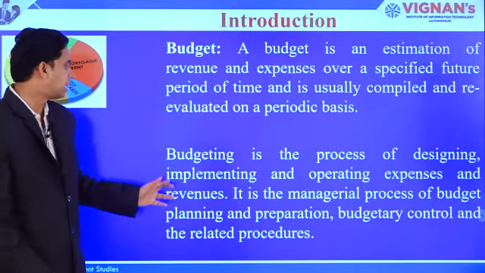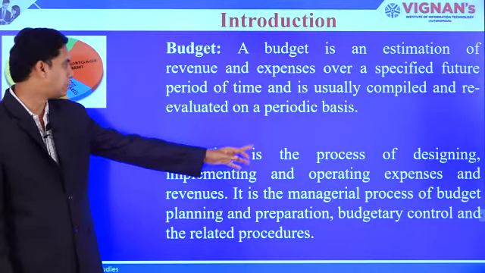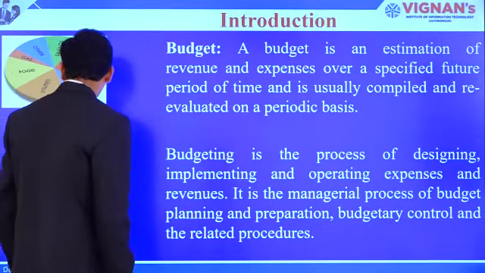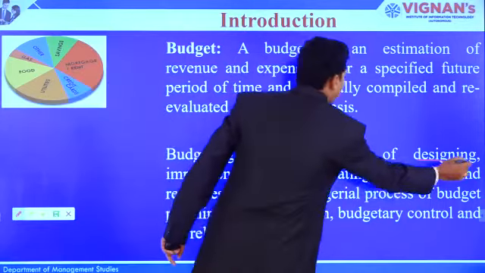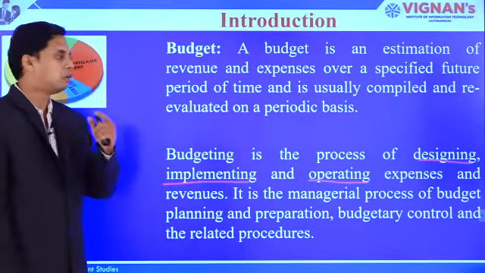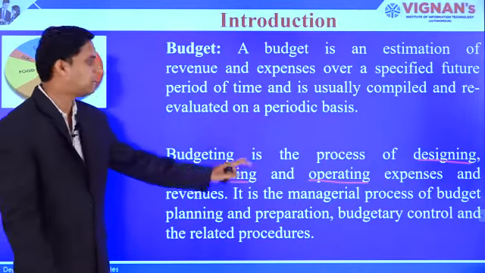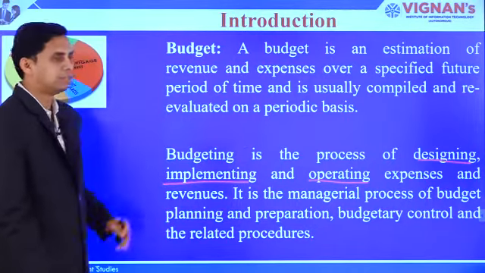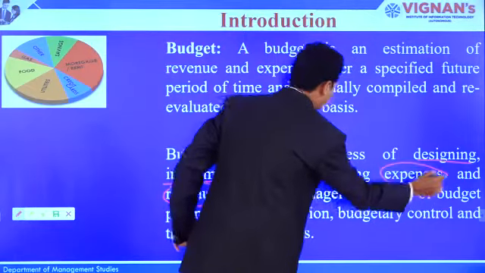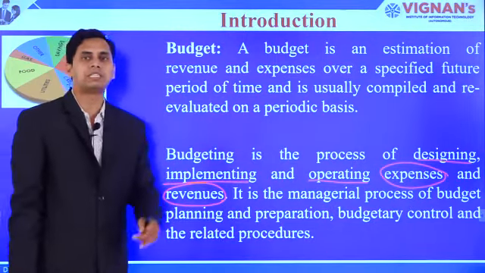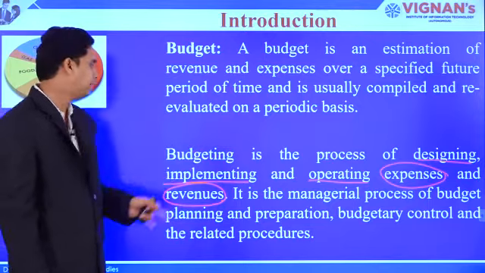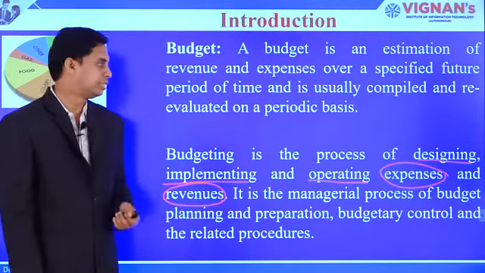It is the process of designing, implementing and operating expenses and revenues. So there are three important words here: designing, implementing and operating. Designing the expenses, implementing the expenses and operating expenses and revenues. These two are the components in the budget: expenses and revenues. These expenses and revenues must be designed, implemented and operated using the budget.